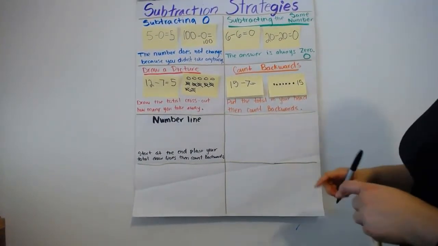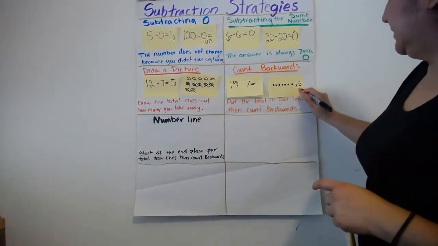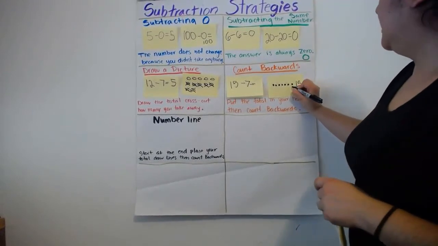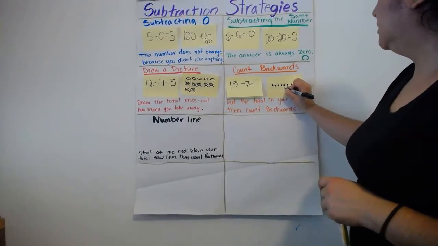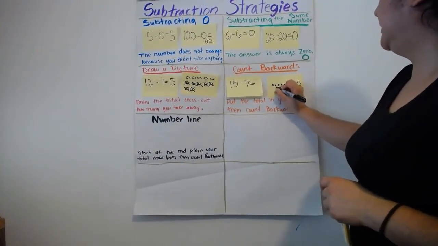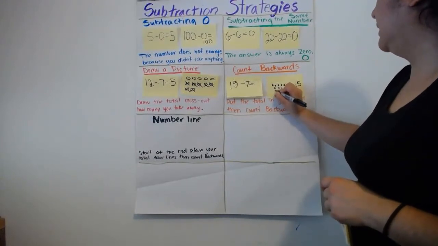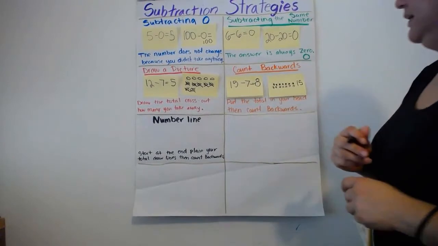And you can do it with your fingers. You can pull out 7 fingers and count backwards. So you put 15 in your head because that's your total, and then you go backwards. 14, 13, 12, 11, 10, 9, 8. So your answer will be 8.